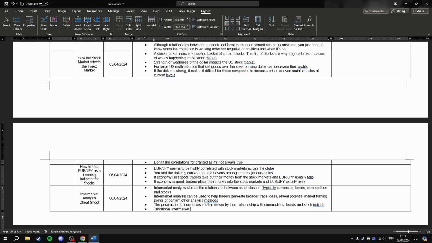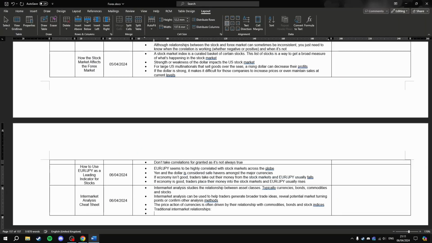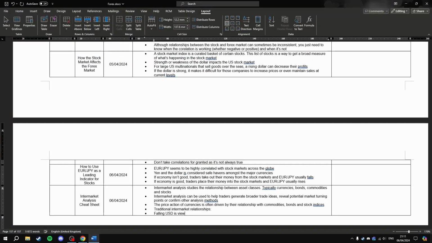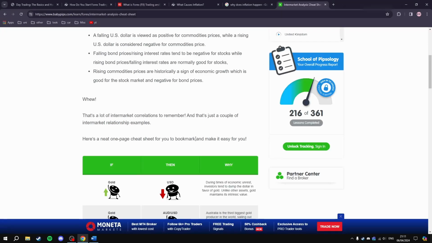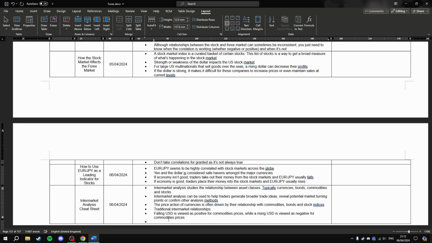Traditional intermarket relationships. A falling USD is viewed as positive for commodities prices, while a rising USD is viewed as negative for commodities prices.